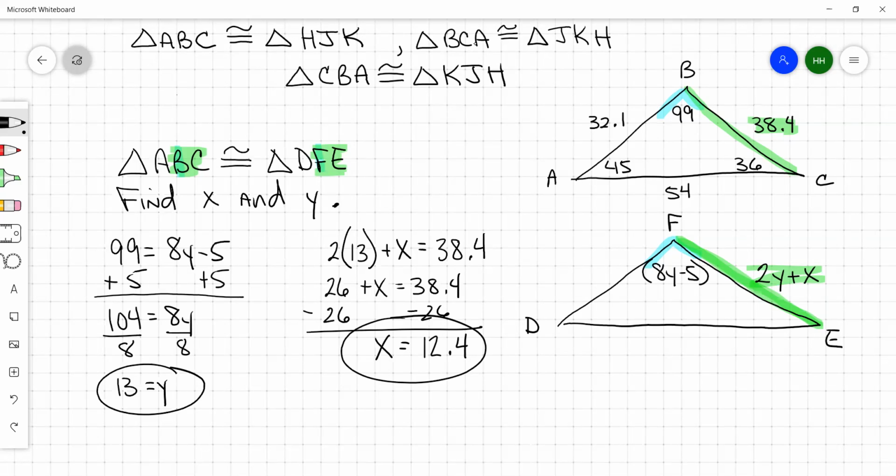Using the picture and the congruent statement. You guys all right with that? You think you can do some problems on your own? Okay.